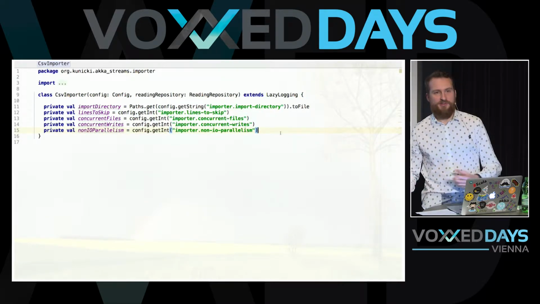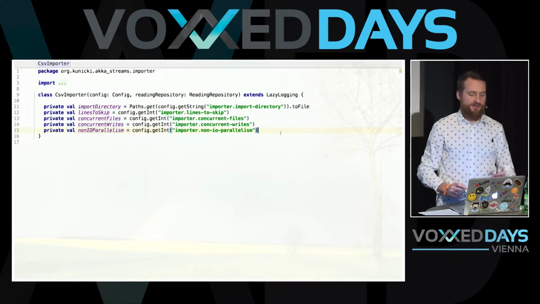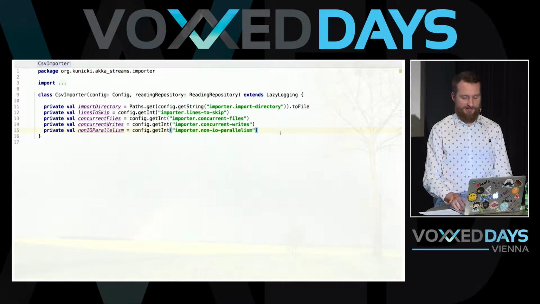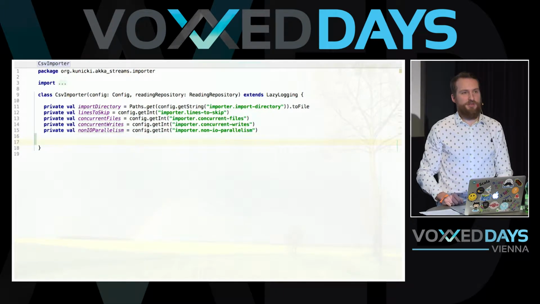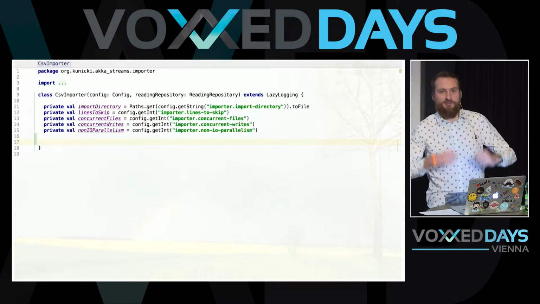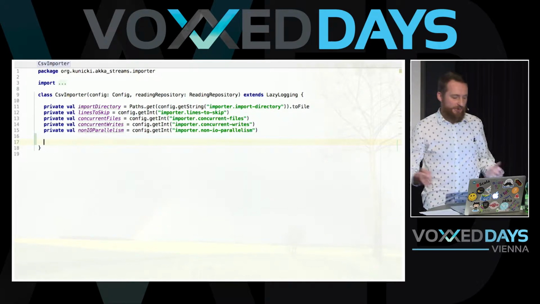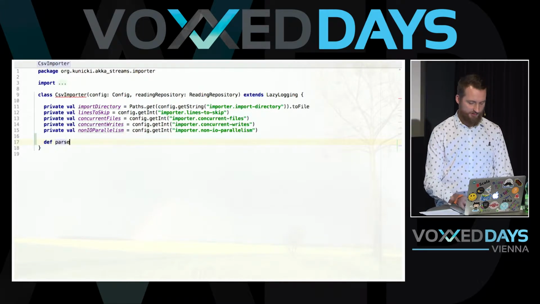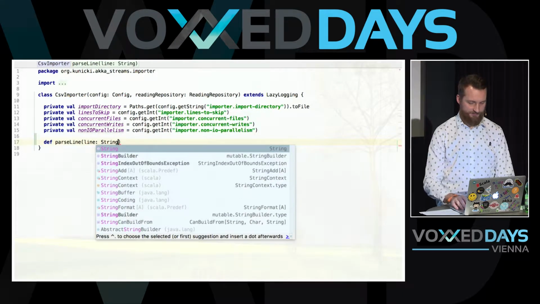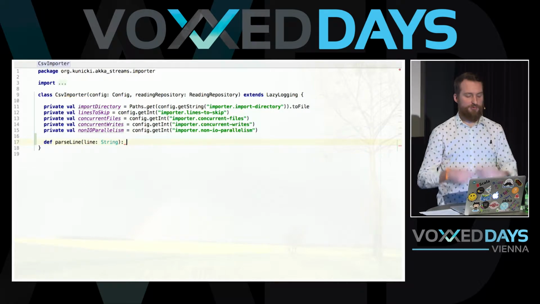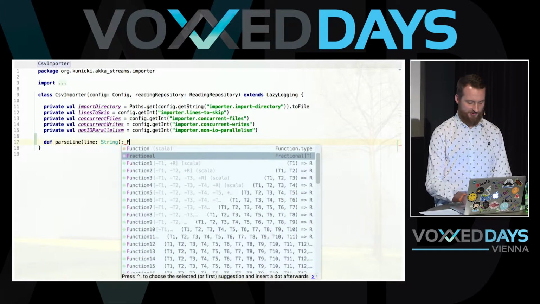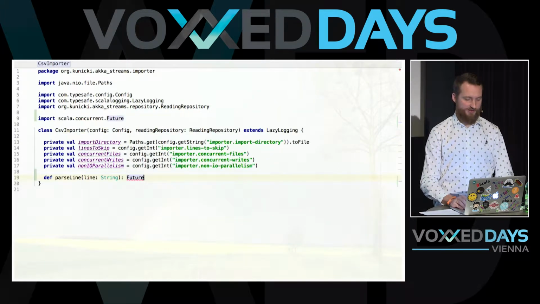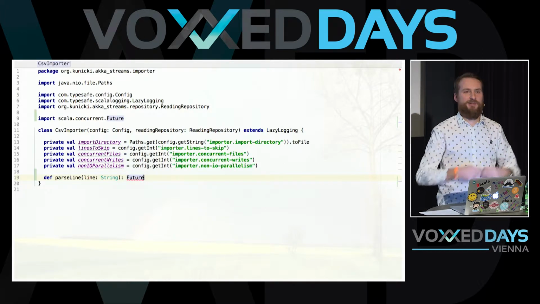Okay, so we have our CSV importer class, which has some configuration parameters that I will describe later as I'll be using them. In our file processing code, the first thing we may need to do is, when we get a single line, parse it somehow to our domain model. So we'll define a parseLine method, which takes a line, and the line will be a string. We'll be processing the lines in some asynchronous fashion. In Scala, if you want to declare that you're doing something asynchronously, you use a Future as the return type. A Future is basically a value, but a deferred one.